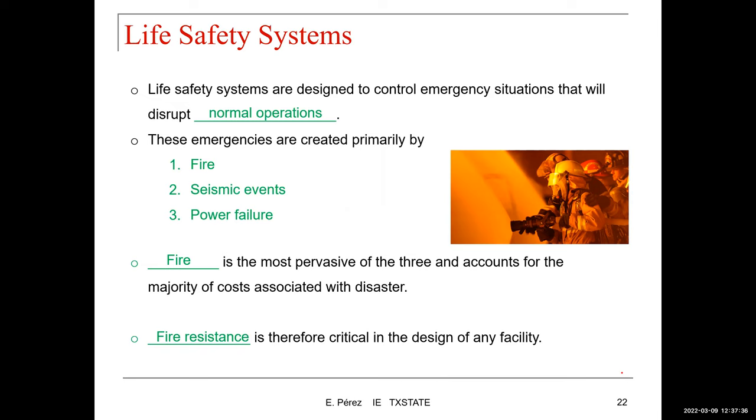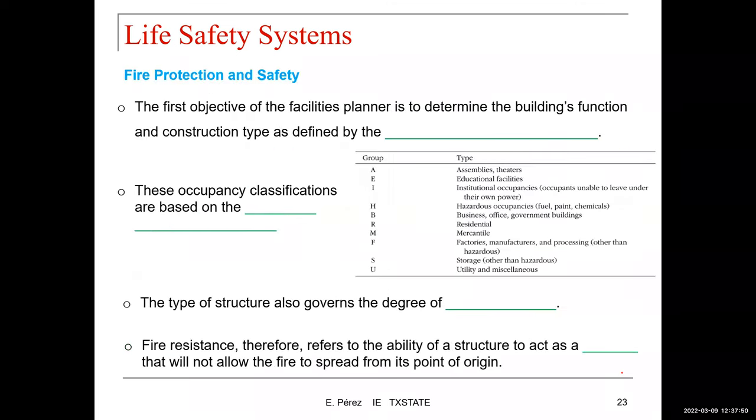So not only are we providing sprinklers and so on, but also making sure that we have access for the fire brigade and so on. In terms of fire protection, the first objective of the facilities planner is to determine the building's function and construction type as defined by the occupancy classification.